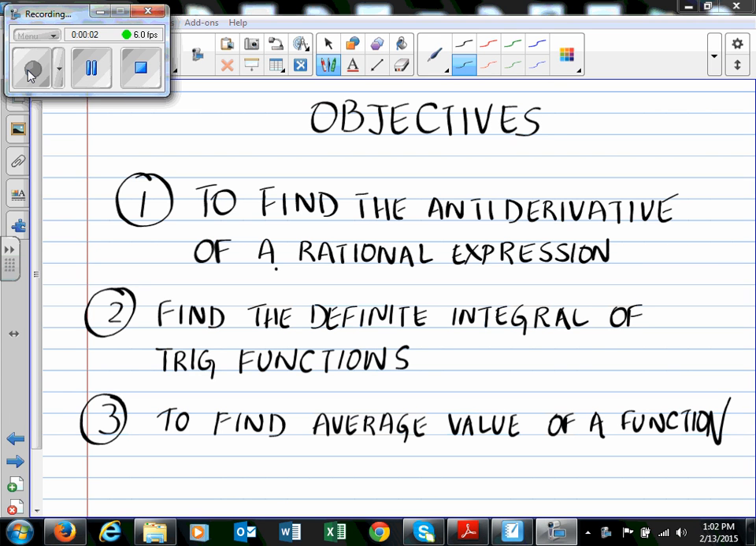So these are the three objectives. One is to find the antiderivative of a rational expression. Two is to find the definite integral of a trig function. So remember yesterday we started with definite integrals, where you have a number and then you substitute the number. So today we'll try doing that for trig functions. And then the last one is to find the average value. Okay?